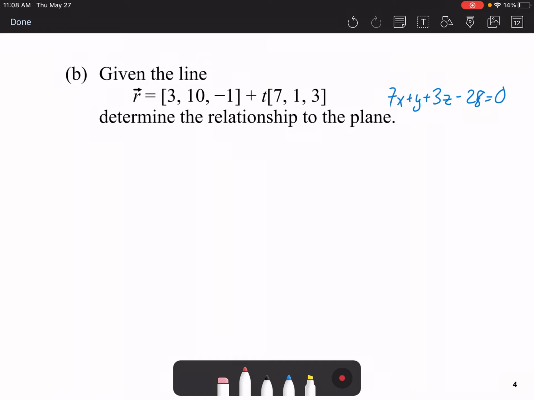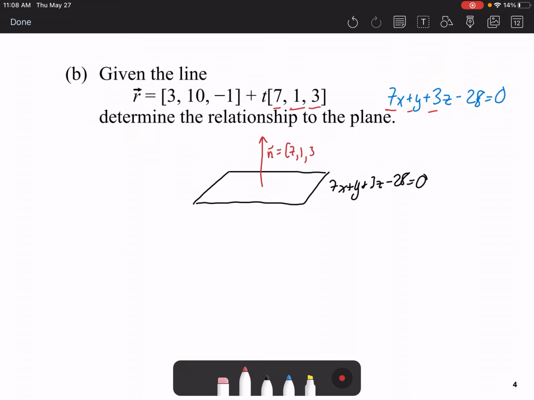So if you notice, (7, 1, 3) right here is a direction of this line. (7, 1, 3) is also a direction of the normal of the plane. So my plane, given by this equation, 7x plus y plus 3z minus 28 equals 0, has a normal like this. And that normal is (7, 1, 3). Remember, this plane keeps extending in all directions.